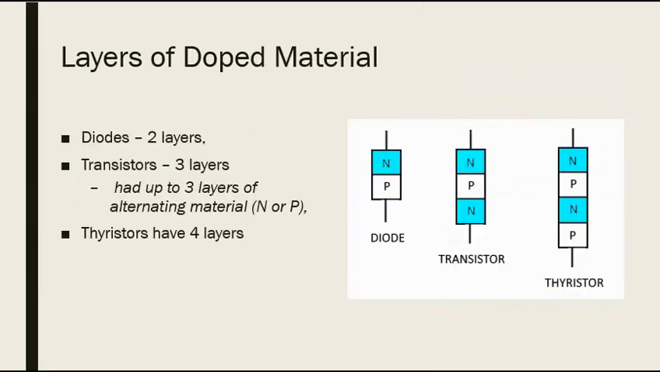If we look at the layers of doped material, we started off with a diode. A diode had two layers, N and P doped material. We had the NP junction. A transistor had three layers of alternating material, N or P. So we had NPN transistors and PNP transistors. A thyristor has four layers. So it goes NP, NP.